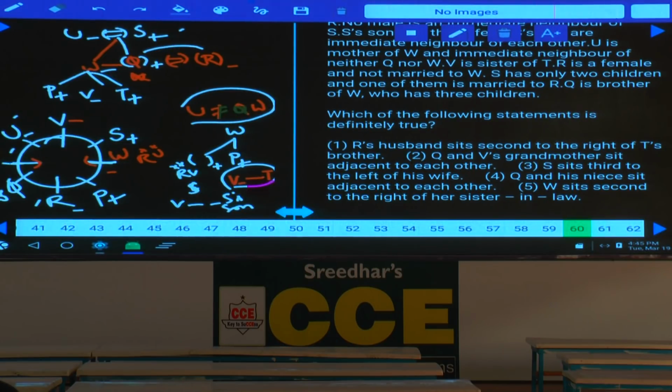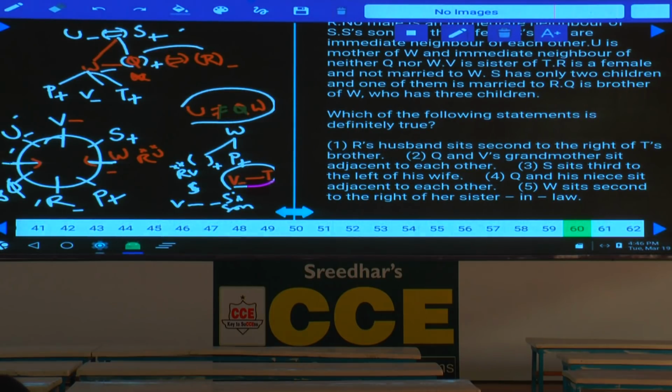Q and V's grandmother. Q and V's grandmother is U. That means Q and U are adjacent to each other. That is also false. And S sits third to the left of his wife. S's wife is U. S sits third to the left of U. S is seated second to the left of U rather than third. That is also ruled out.